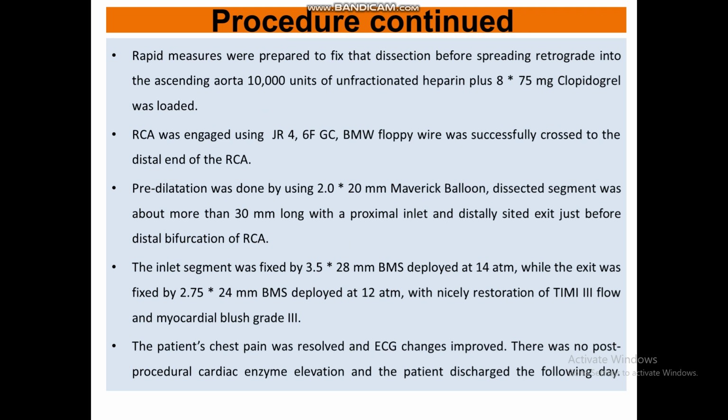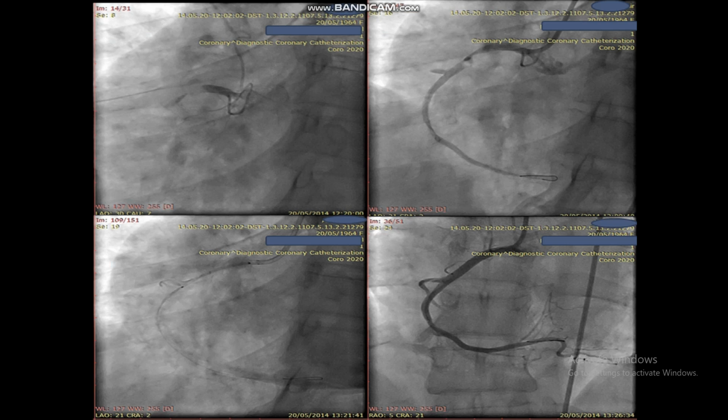It was quite more than 30 mm long, with a proximal inlet and a distal exit just before the crux of the RCA. The inlet segment was fixed with a 3.5 by 28 mm stent deployed at 14 ATM, while the exit was fixed by a 2.75 by 24 mm stent deployed at 12 ATM, with nice restoration of TIMI 3 flow and myocardial blush grade 3. The patient's chest pain was resolved and the ECG changes improved, and there was no post-procedural cardiac enzyme elevation, and the patient was discharged the following day. This is the angiogram, and this was a regular PCI.